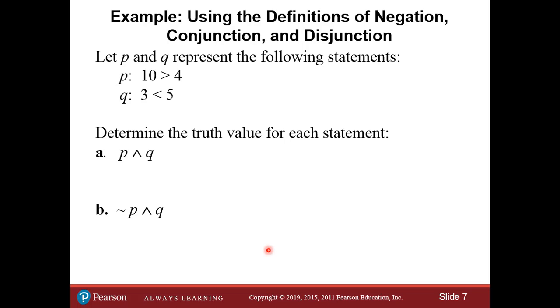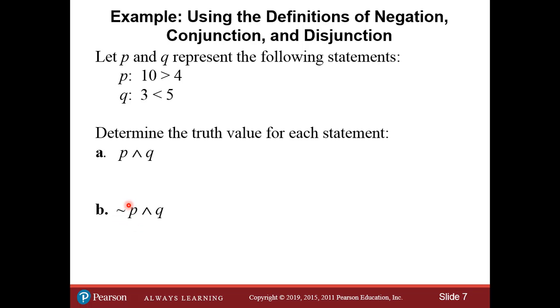Now, what if we use this example here? Let P and Q represent the following statements. P is the statement that 10 is greater than 4, and Q is the statement that 3 is less than 5. Both P and Q are true, but we're going to use that to find out what the truth value is. It's an and statement, so it can only be true if both of these are true. Is P true? Yes. Is Q true? Yes. So both are true, so this is a true statement.